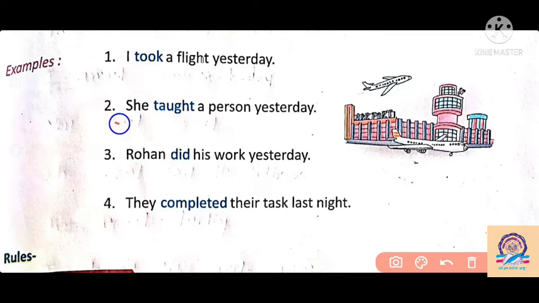Then, she taught a person yesterday. So teach changes into taught, and by seeing taught and by seeing yesterday we can say that this sentence is in the simple past tense.